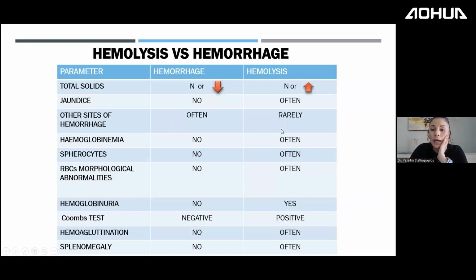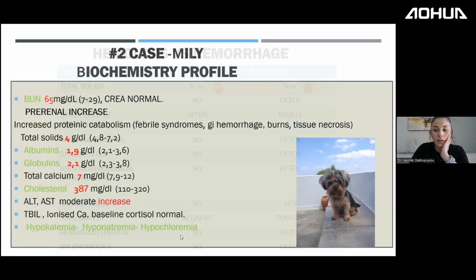Hemoglobinemia, no, in hemorrhage and in hemolysis. You can have this table. I will give you this table, and I'm certain that you can find it in a lot of textbooks. Okay, let's have a look at the biochemistry profile of Millie, the poor Millie.